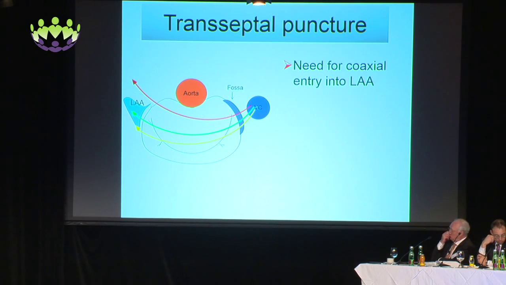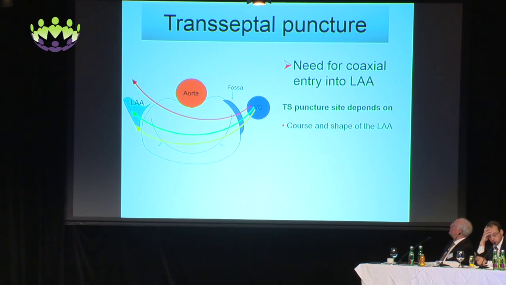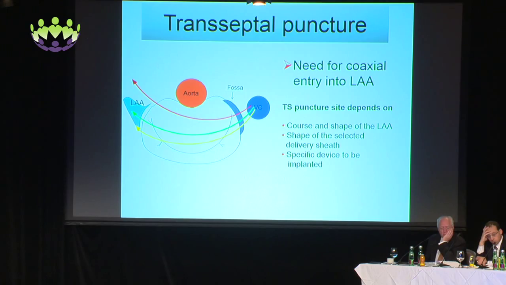Why? We have a stable position of the caval vein, and we have a stable position of the ostium in the course of the left atrial appendage. So the only thing we can influence is our transseptal puncture over here. And the transseptal puncture site depends on the course and the shape of the left atrial appendage, on the shape of the delivery system you selected, and on the specific device you want to implant. If you include all this, there will be one line which is perfect and gives you coaxial entry into your left atrial appendage. But if you puncture too far posterior, like over here, or too far anterior, this can make your life a lot more difficult. So it's very worth thinking about it.